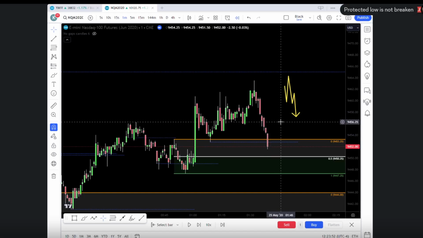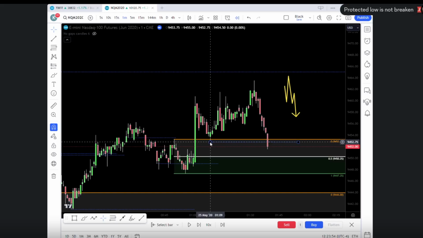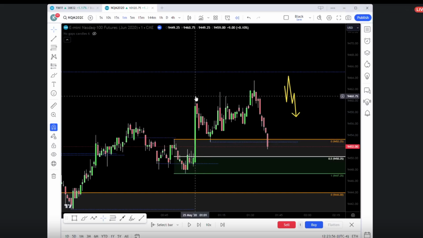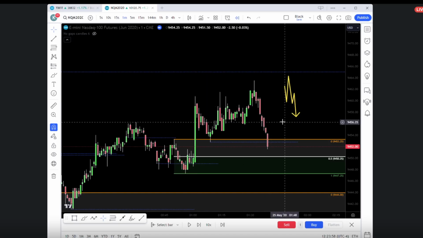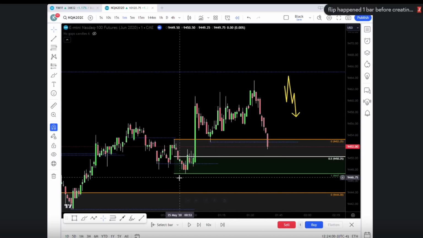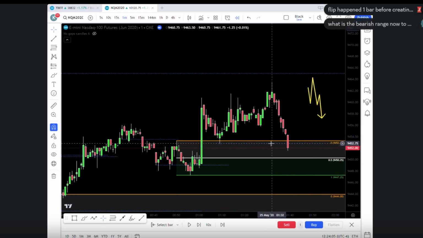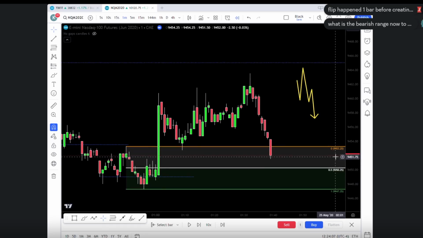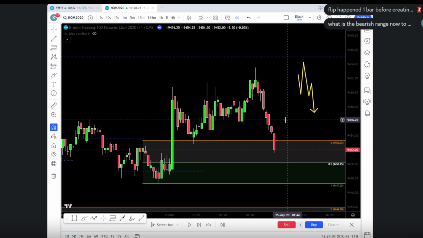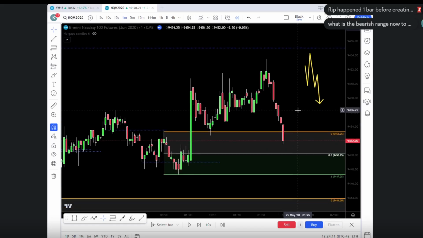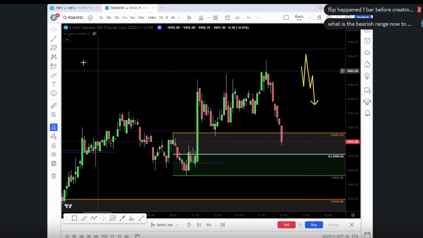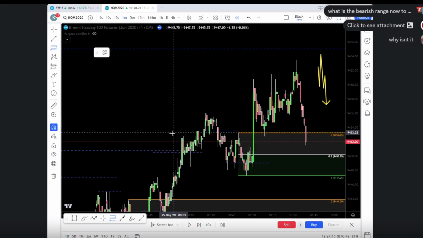Right? This is now our protected low here. We had a high put in. Actually, no, that's true. This is our protected low. Sorry, I'm tripping. That's our lower time frame one. Right? Bearish range.